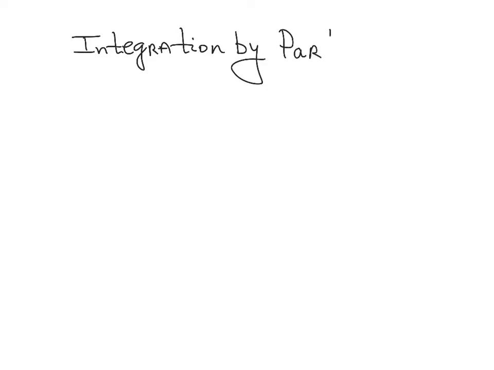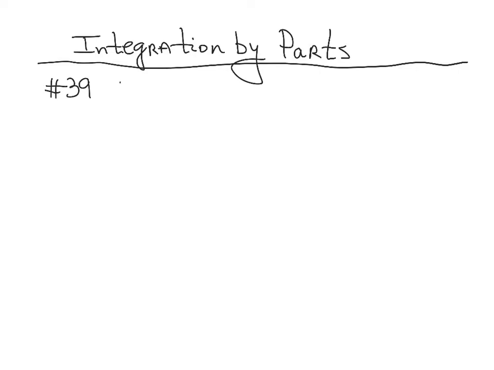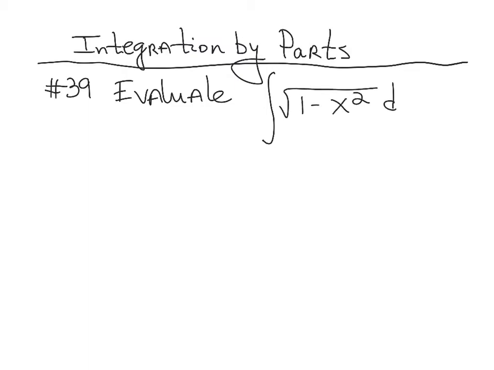In this video, we're going to look at one more example of using integration by parts to evaluate an integral. So our example is to evaluate the integral of square root of 1 minus x squared dx.